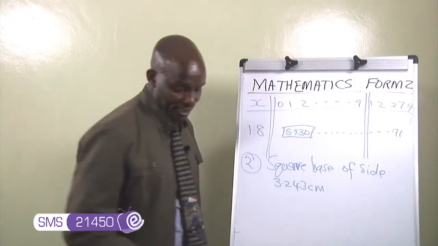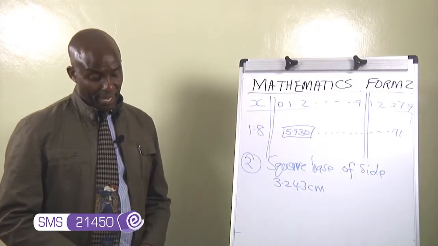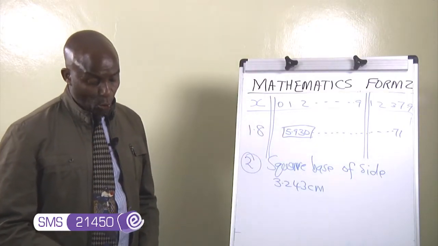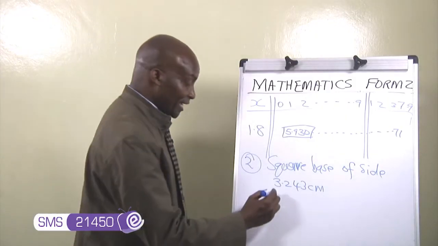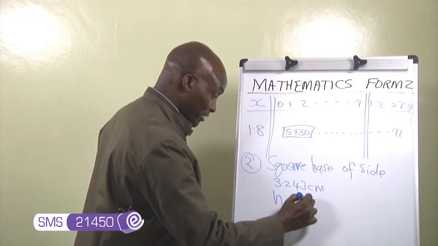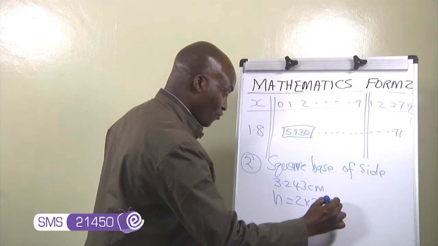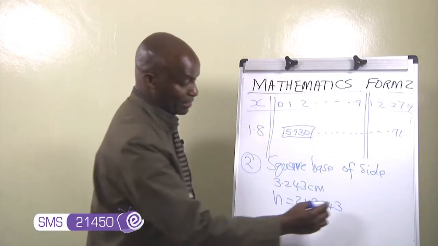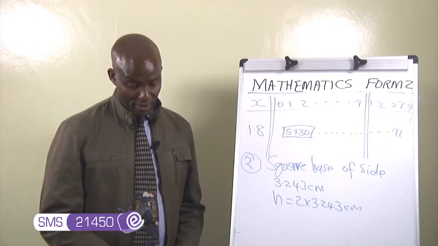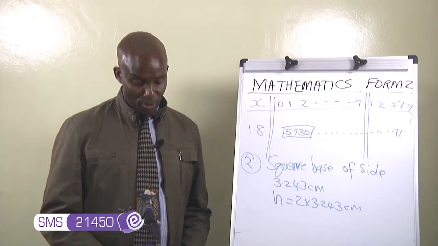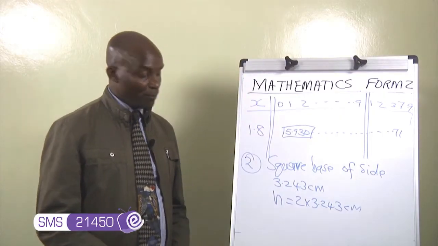3.243 centimeters, and its height is twice the length of the base. So its height is equal to 2 times 3.243 centimeters. The question is, find the volume of the cuboid.